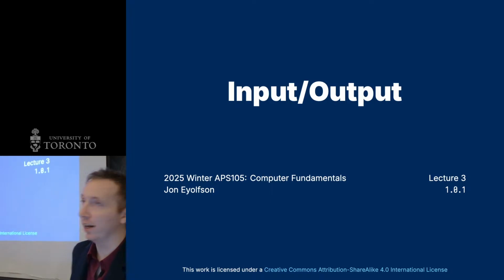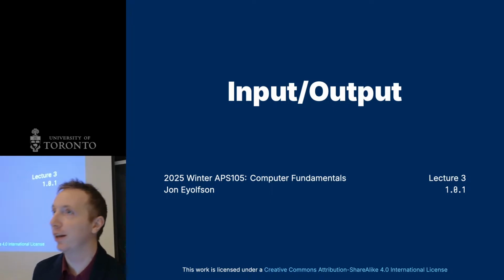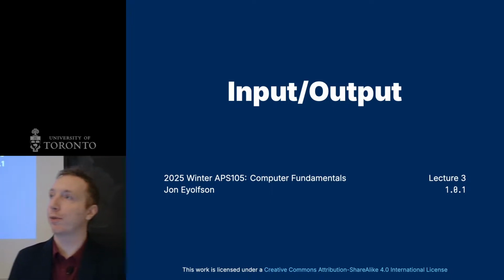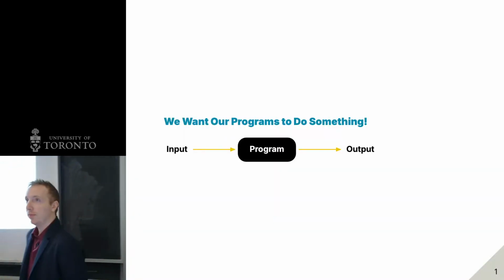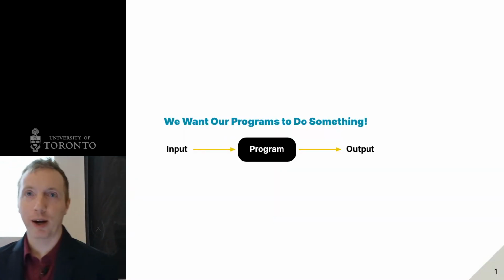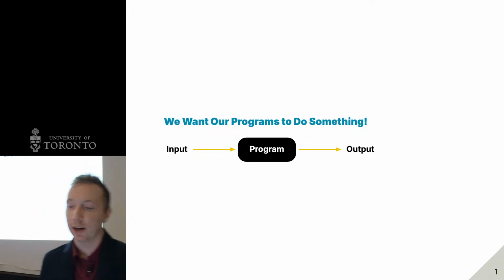Good. All right, so today we are doing input and output. By the end of today, you'll be able to write your first program that can actually do anything. So, remember, that's the whole goal of programs. We want them to do something. We want them to make our lives easier.